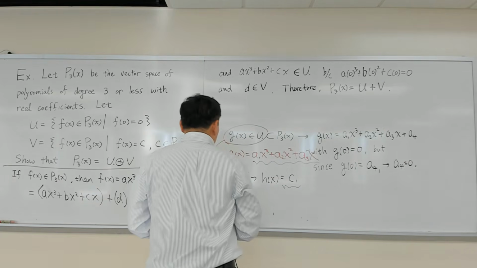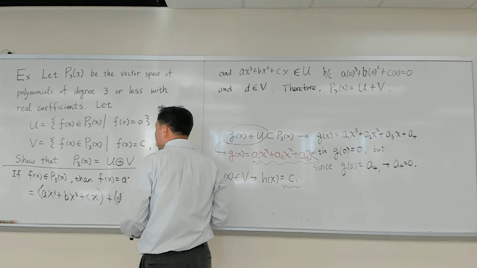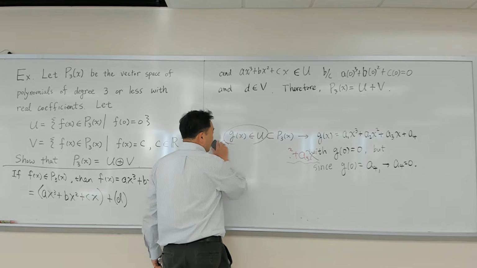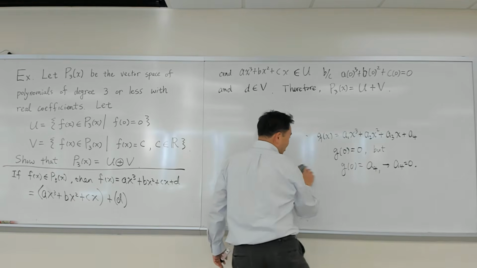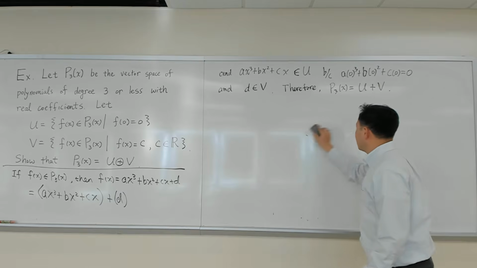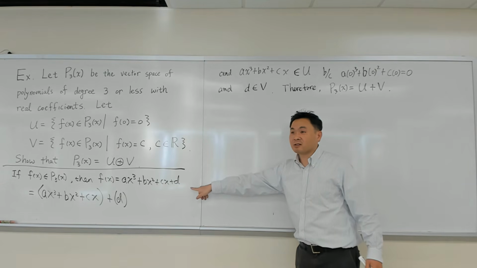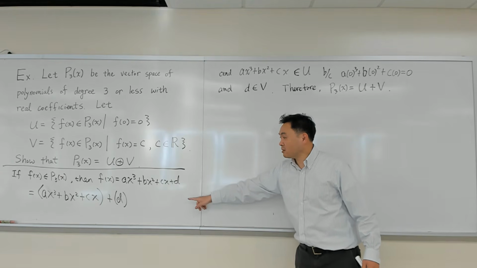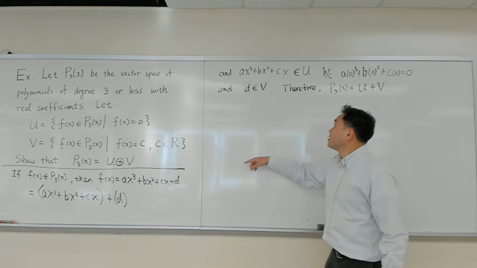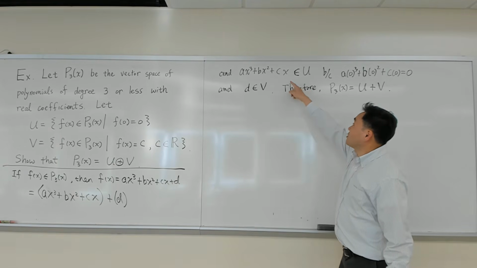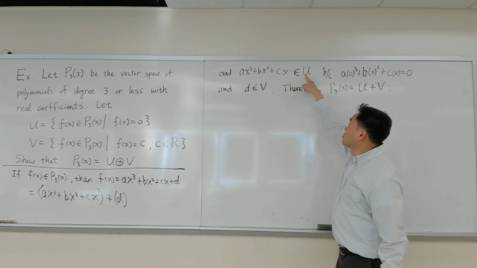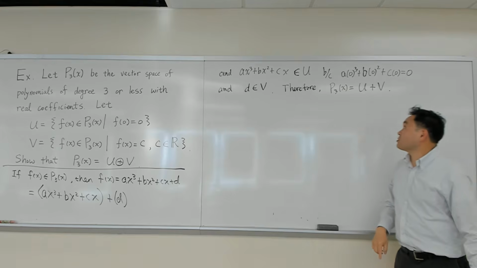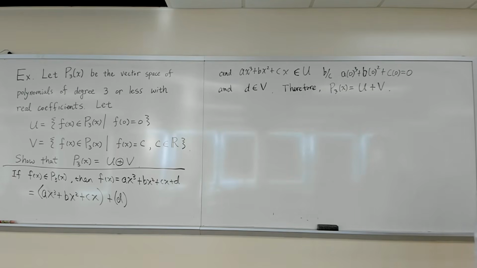Now, when you write down the final answer, everything that we wrote here actually need not be there. You don't need to write all this. You just want to start from here. Okay? You say, if you pick any element from P3 of x, then you can split it as that, and we see that the first part belongs to U, and the second part belongs to V. Therefore, we've shown that P3 of x is U plus V. That's it.